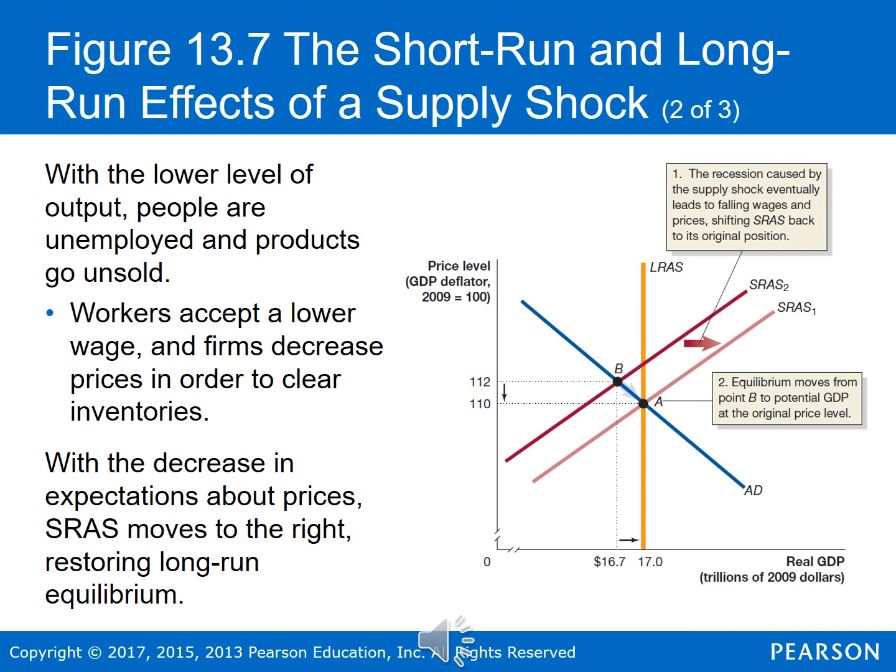Now, the government could use fiscal or monetary policy to shift the aggregate demand curve to the right so we can reach the potential GDP in a long-run equilibrium much more quickly. But what it's going to do is result in permanently higher prices.